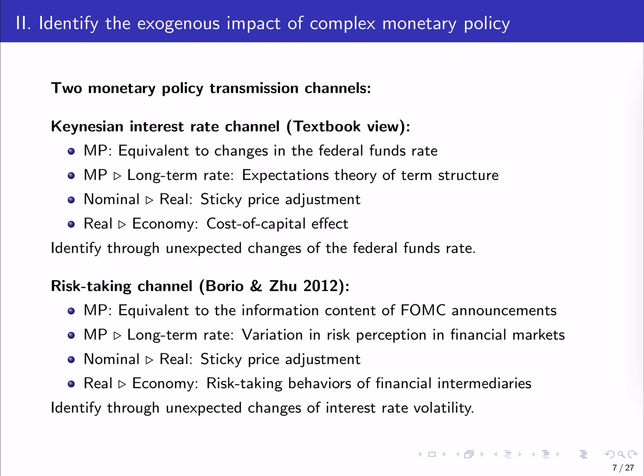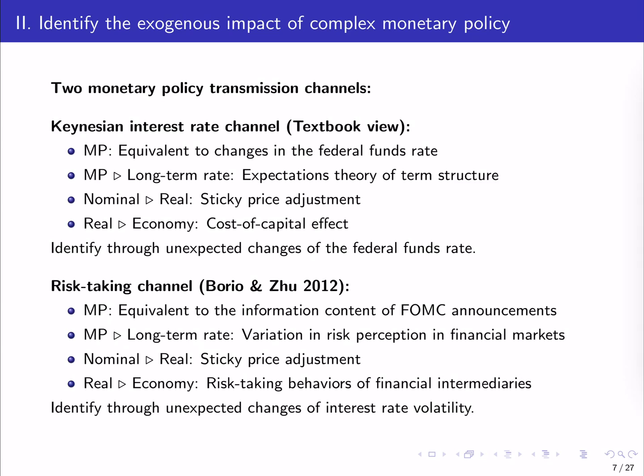Since the consumption of durable goods and fixed investments are the most important indicators of the real economy, the changes in the real interest rate will eventually affect real economic production. So in this channel, if we want to identify the monetary policy shocks, we can focus on the unexpected changes of the federal funds rate, because monetary policy is equivalent to the changes in the federal funds rate. If we want to know the unexpected movement of the Federal Reserve's monetary policy, we can use the unexpected changes of the federal funds rate around each monetary policy announcement to indicate this change.